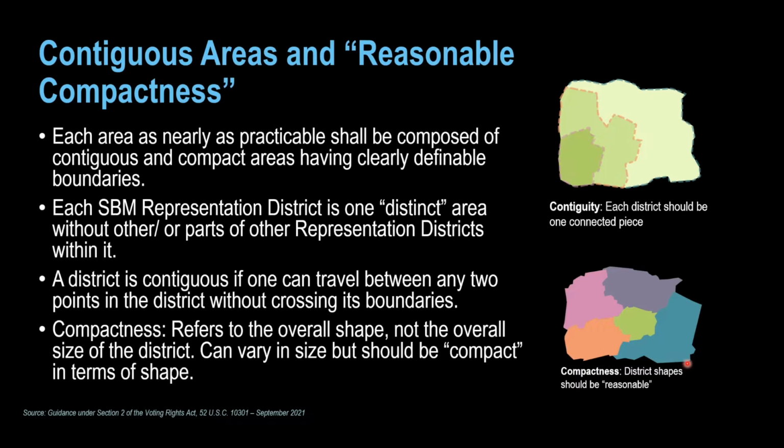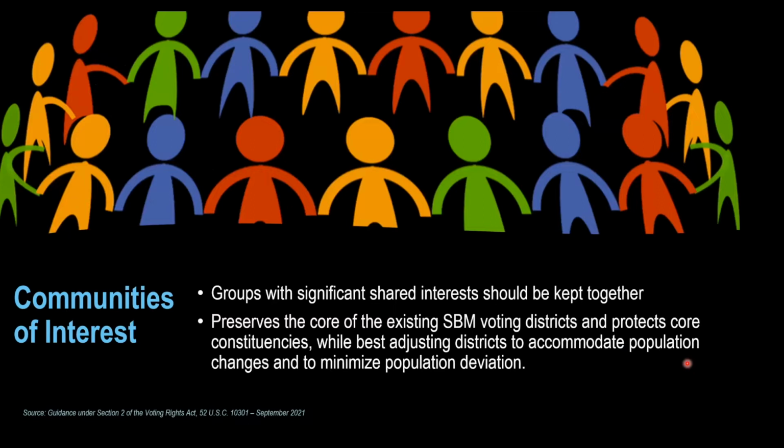We also take into consideration our communities of interest, and these are going to be groups with significant shared interests. They need to be kept together. And we also preserve the core of those existing school board member voting districts for those core constituencies. And what that means is that we're not out to redraw all of the boundaries in each of those areas. We're just going to be shifting some population due to the growth in the school district.